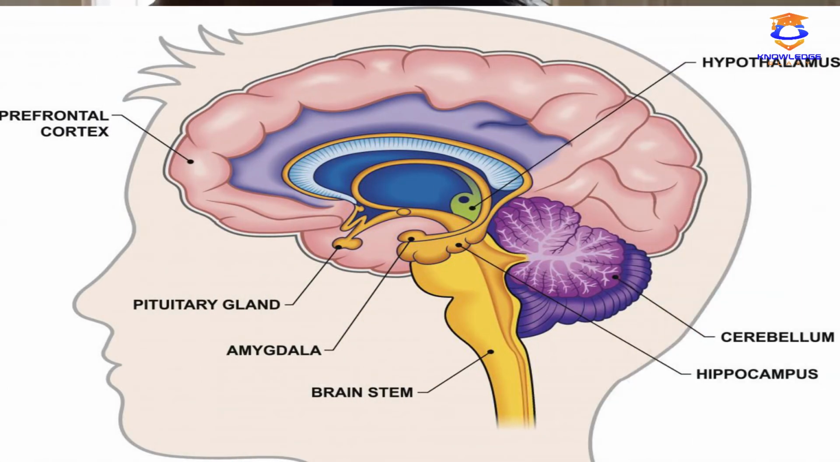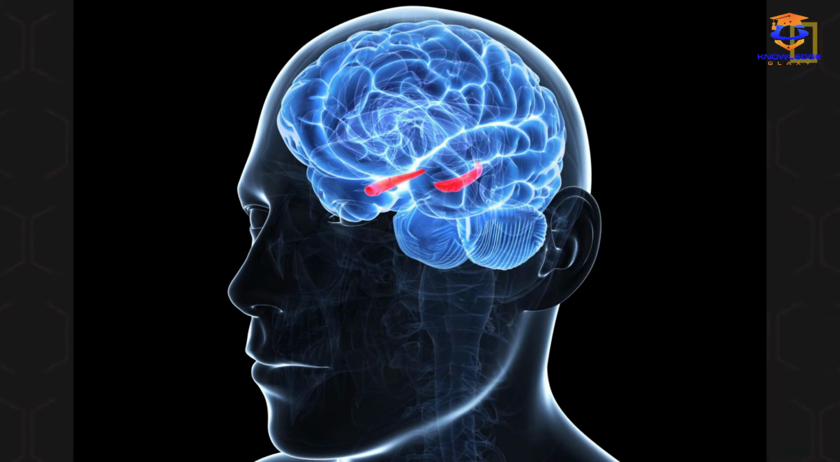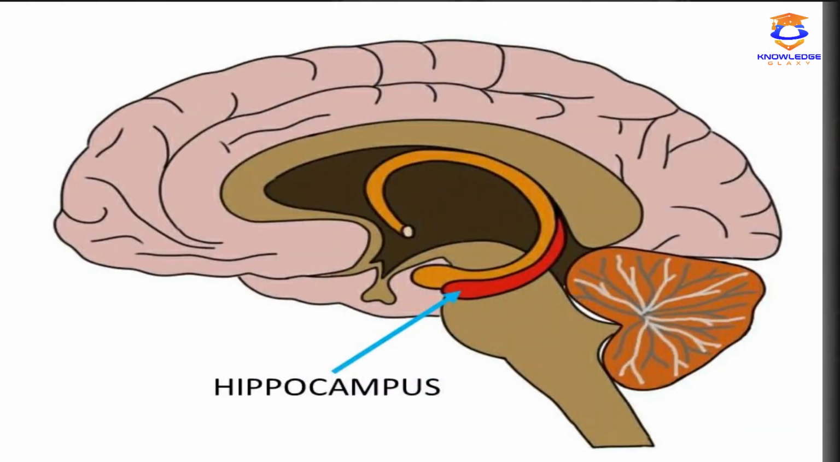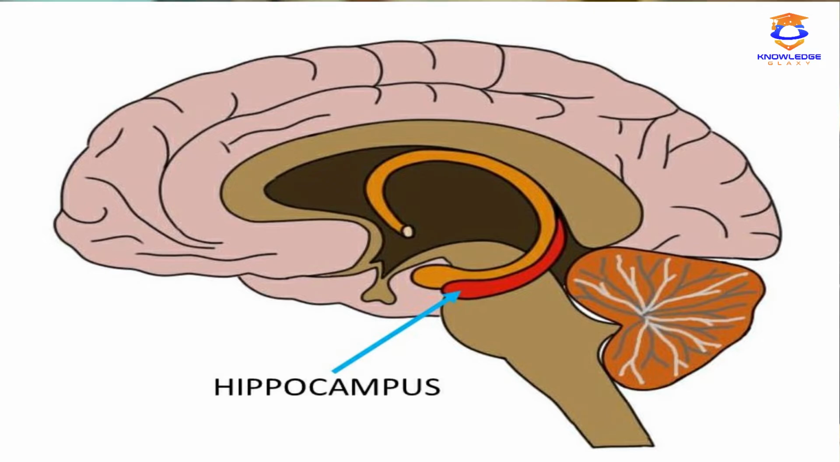Hippocampus is also part of the limbic system. It is involved in the formation of memories. People with a damaged hippocampus are unable to remember events for a short period of time. It has a special role in the storage of memories.